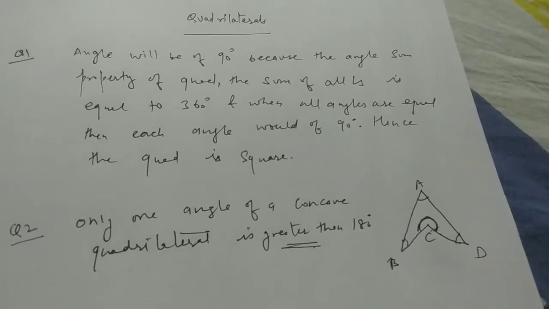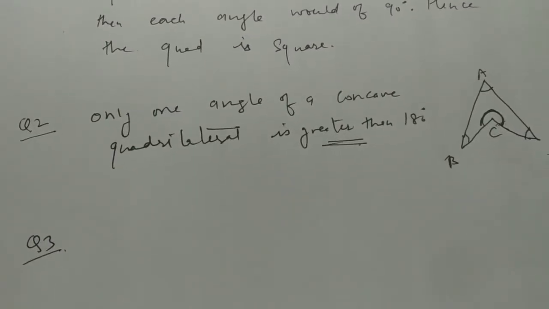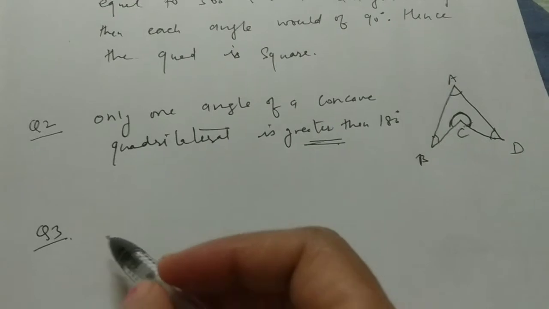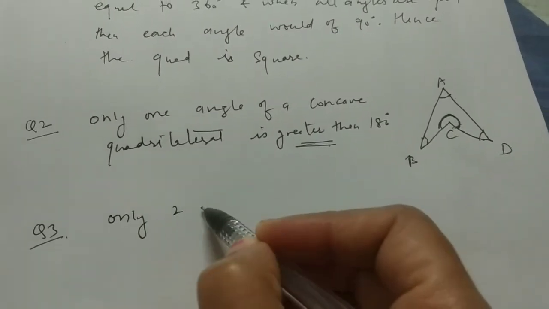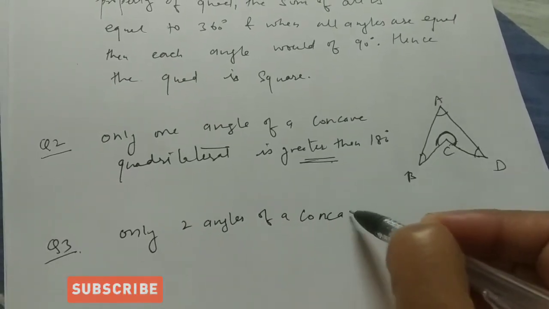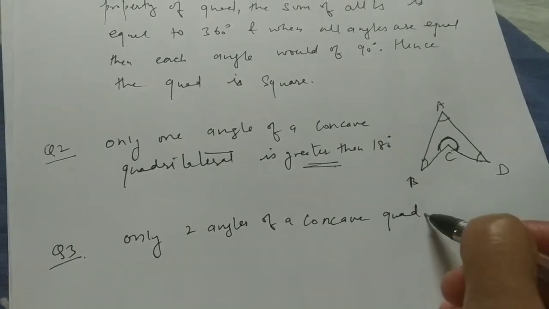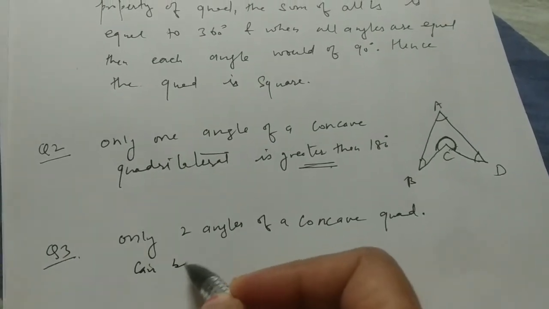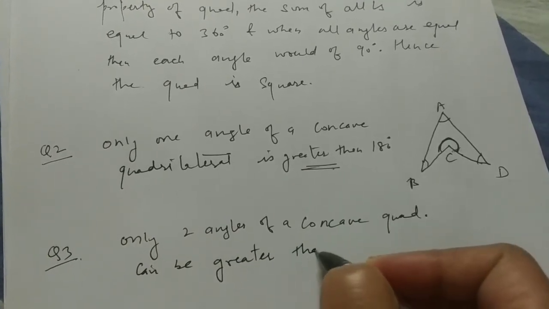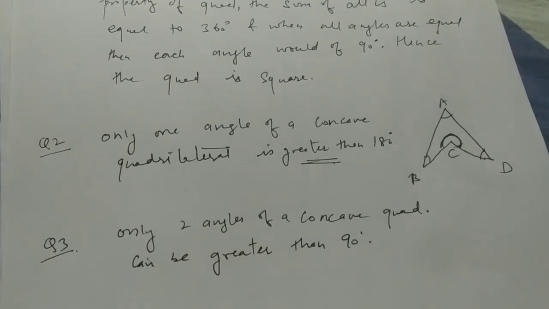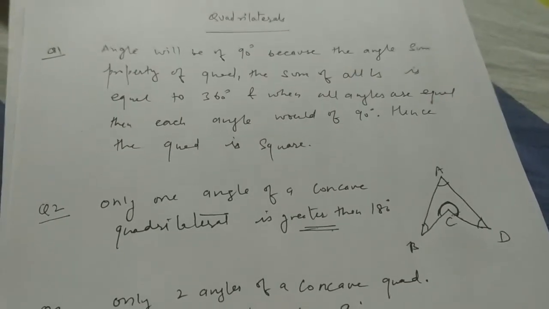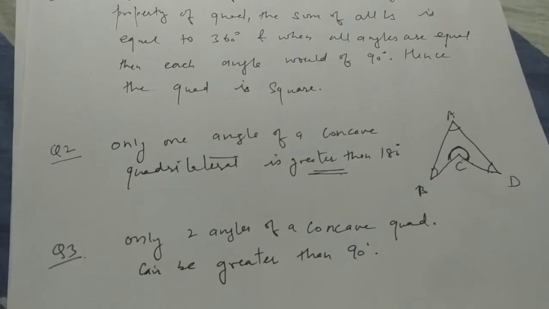Now come to the question number 3. So question number 3 says how many angles of a concave quadrilateral can be greater than 90 degree. So we would write only two angles of a concave quadrilateral can be greater than 90 degree. Hope the question is clear. Have a full glance of question number 1, 2 and 3 of exercise 12.2 quadrilaterals. Now come to the question number 4.